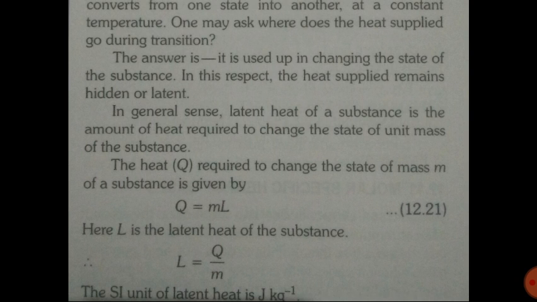Suppose heat Q is required to change the state of mass m of this substance. Then Q is given by m into L, where L is the latent heat of the substance and m is the mass. From this equation we get the formula for latent heat, L equals Q upon m. The SI unit of latent heat is joule per kilogram.